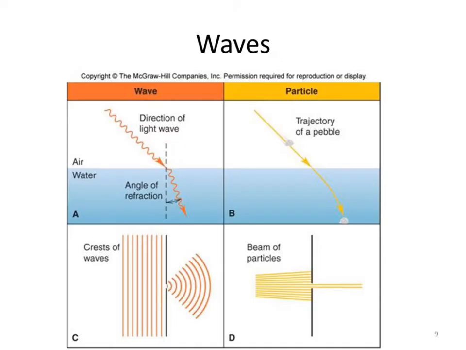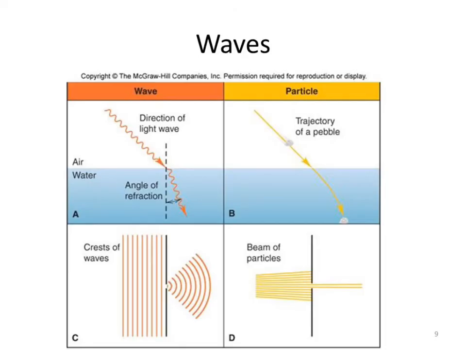So when we look at a wave, if I have a light wave that travels through the air, and that light wave then hits water, it's refracted. If you've ever seen light hitting a glass of water or something, it bends the light at an angle. So we get this angle of refraction.